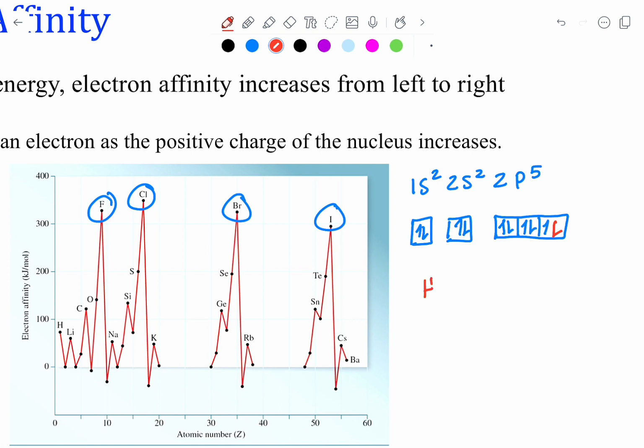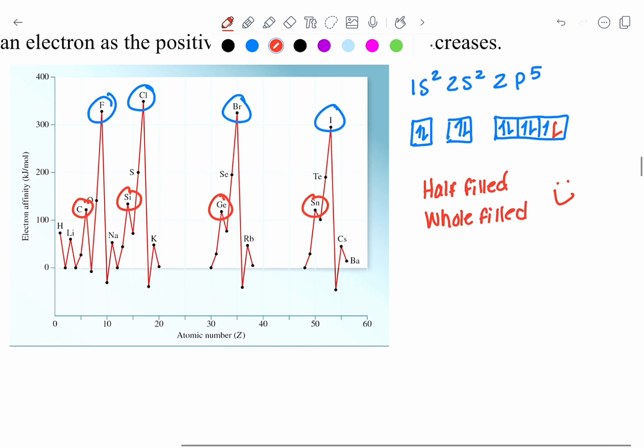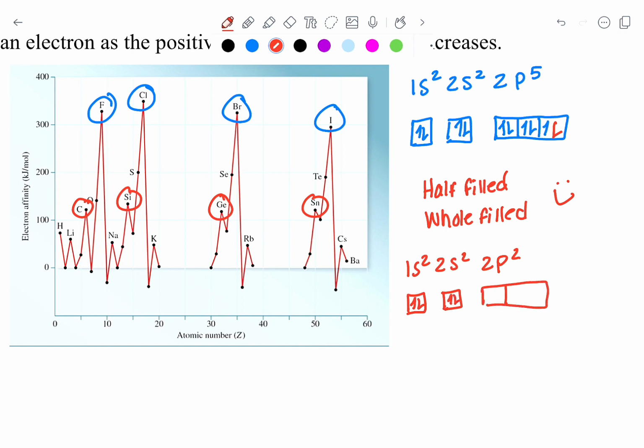Because remember, half filled and whole filled make our atoms happy. Okay, so we also have cases like carbon, silicon, germanium, and tin. These are again similar to our exceptions before. So let's look at carbon. It has 1s2, 2s2, 2p2. So we have 1s2, 2s2, 2p2, and if we look at that, it's 1 electron away from being a half-filled shell.